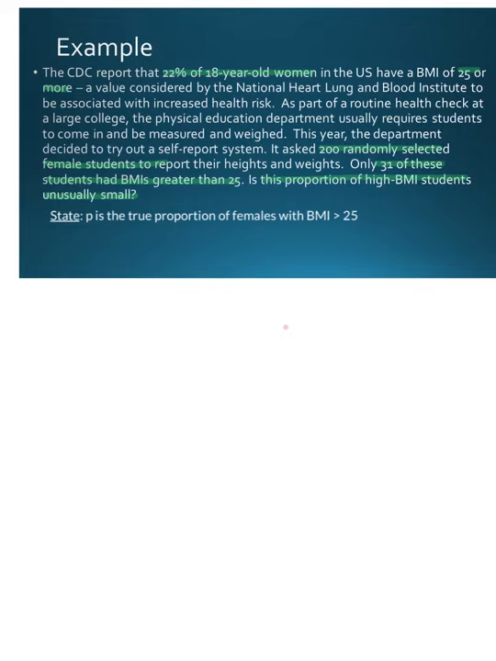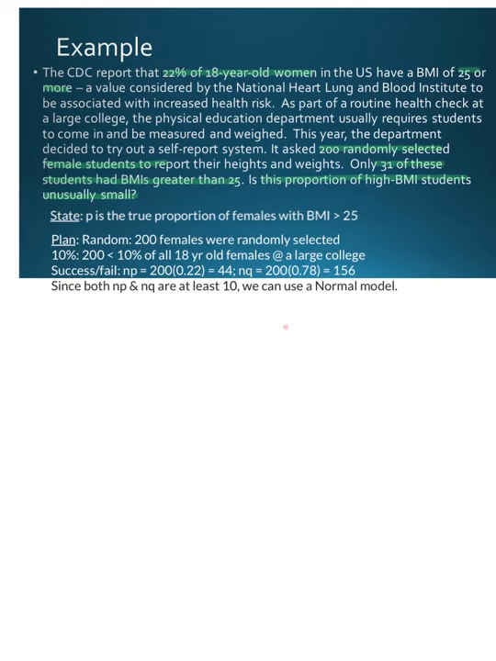The next step is to do our plan. This is where we do all of our conditions. For our plan step, note that we have to do random. So 200 females were randomly selected, and remember we get that from our context. Typically, I will word for word look at the context and then write that down on my statement for the AP exam. If you do not, they may dock you from E to P.